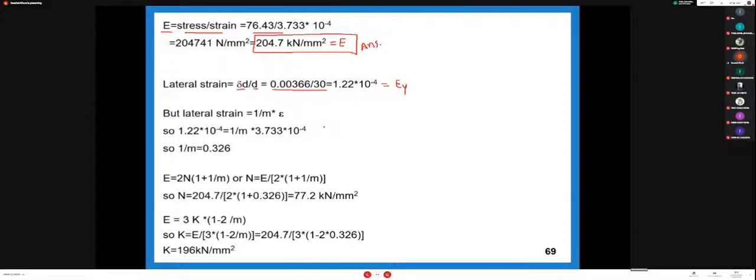Now using the relations between the lateral strain and linear strain, we find out the mu. Mu is 1 by m. Okay, it's also defined as 1 by m. So it is the lateral strain by linear strain. The linear strain we have already found out. So the ratio is defined as the mu value, or 1 by m. So that is our second answer.